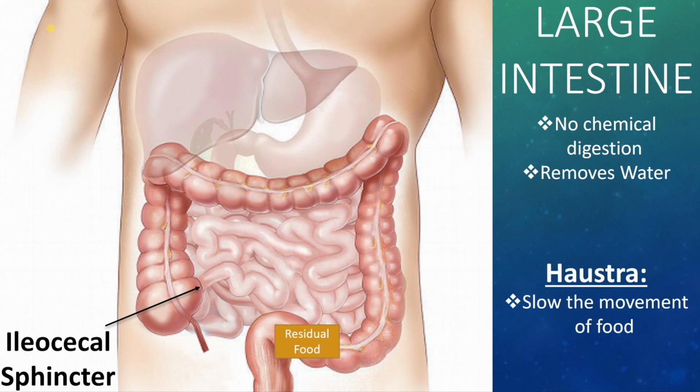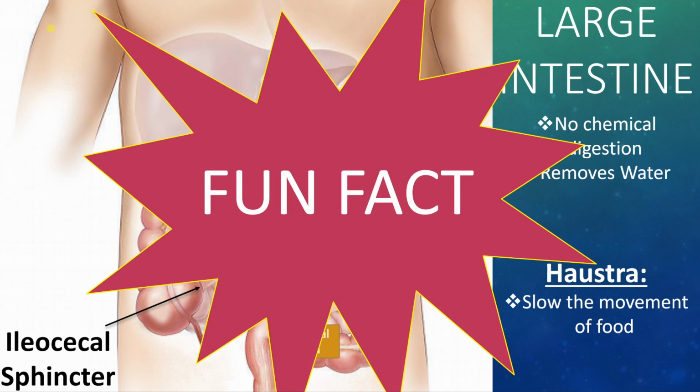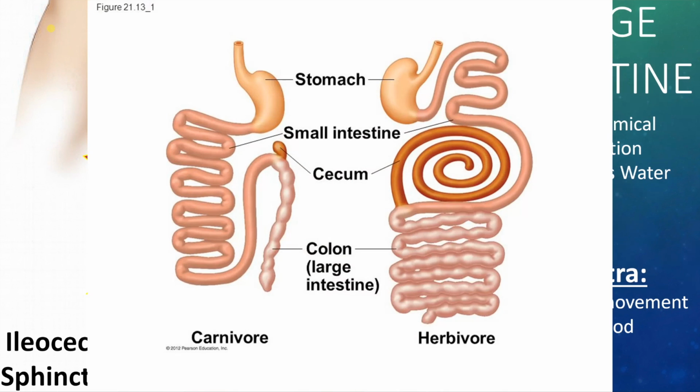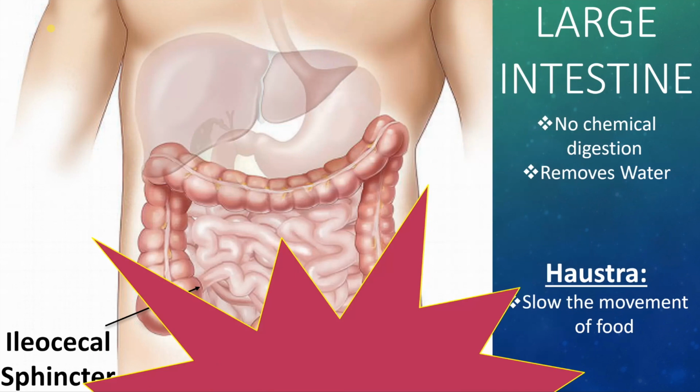We interrupt this message for a fun fact. The length of an organism's intestine depends on its diet. A larger intestine corresponds to a plant-based diet because plants are harder to break down and therefore require more time to be processed. Now back to the normal program.